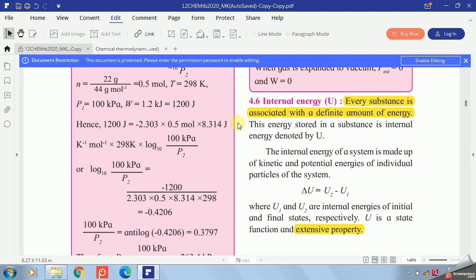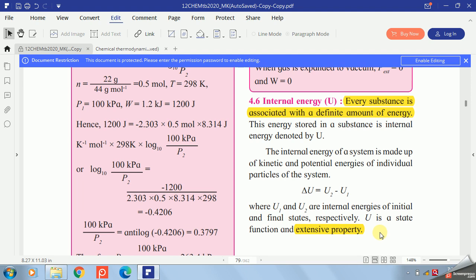So if U1 and U2 are the internal energies of your system at initial state and final state, then how will you calculate the change? Change is always calculated by final minus initial. So U2 minus U1, that is delta U, is the change in internal energy. And remember that internal energy is a state function and it is an extensive property. So the value of internal energy always depends on the initial and final state and not the path. So it is a state function.